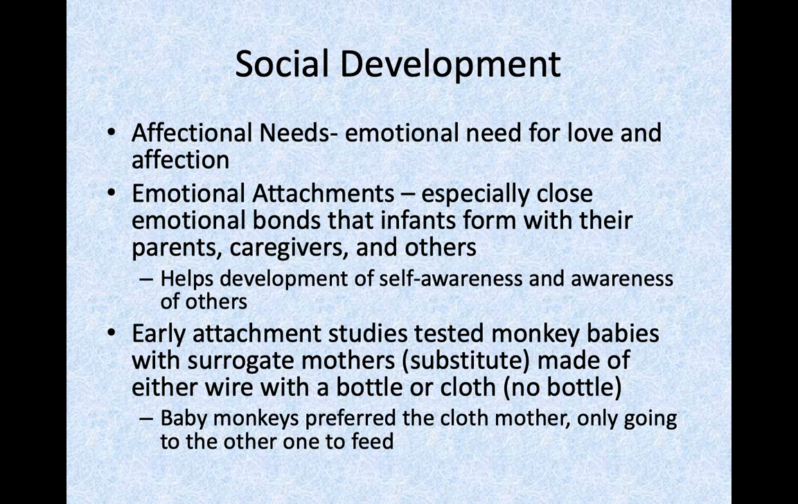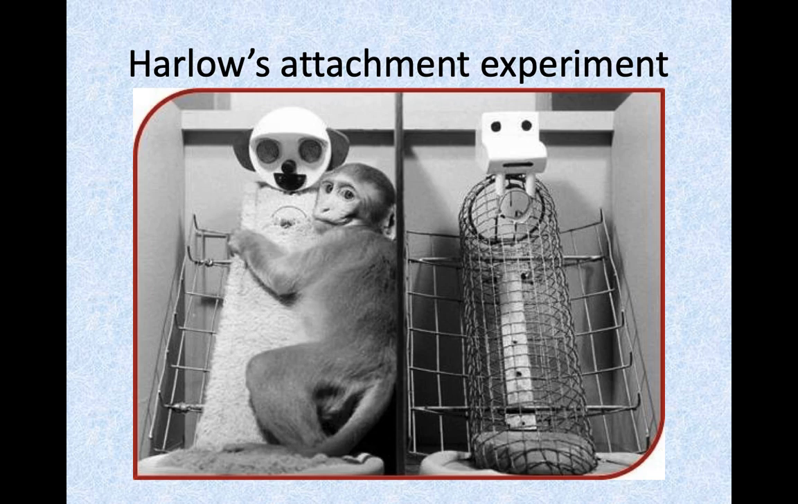But it turned out the babies would spend all their time on the cloth mom, and only go to the wire one if they really needed to. If they were hungry, they would go over to the wire one, or they would just stretch over and try to get to the bottle without leaving the cloth one. So they really did prefer to spend the time with the one that was soft and cuddly and more monkey mama-like, and allow them to feel that comfort. And that comfort is really important.